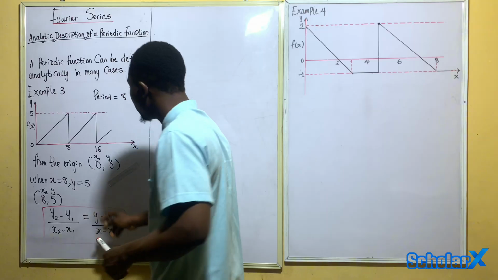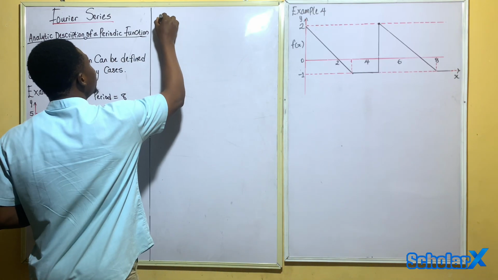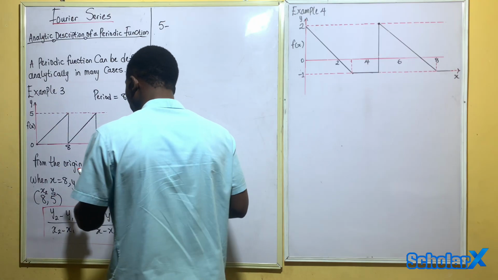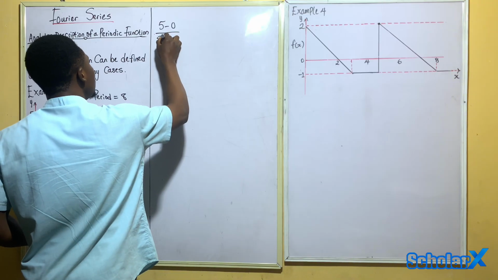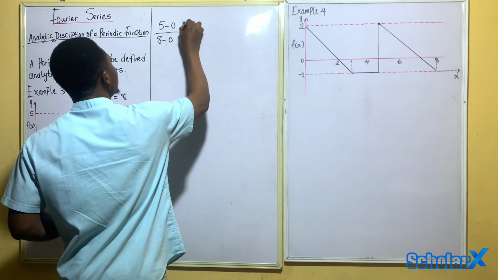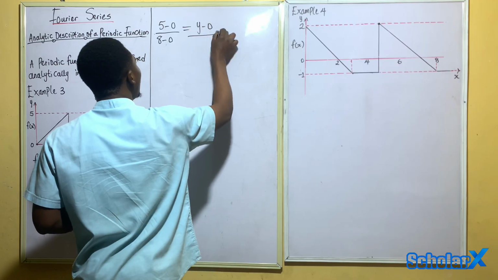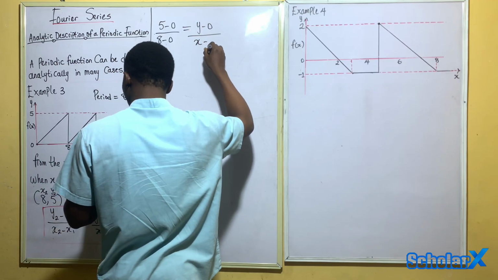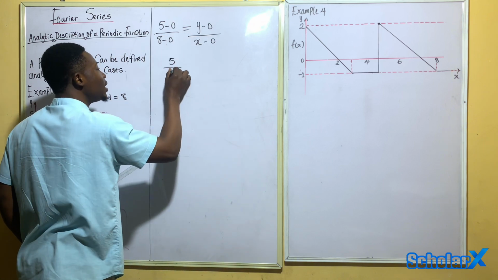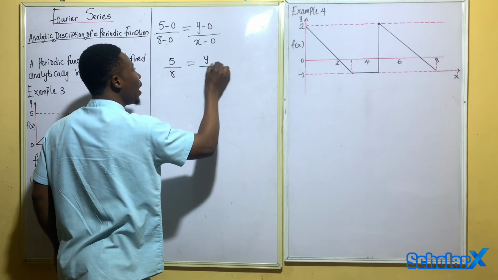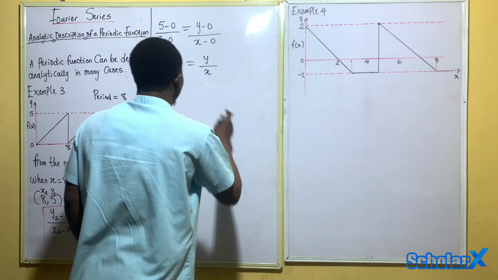Putting into this formula, you have y2 minus y1. That's 5 minus, what is y1? y1 is 0, over x2 minus x1. What is x2? 8, minus what is x1? 0, is equal to y minus y1, which is 0, over x minus x1, and x1 is also 0. So 5 minus 0 gives us 5, over 8 minus 0 gives us 8, is equal to y minus 0 gives us y, over x minus 0 gives us x. Now we're going to cross multiply.